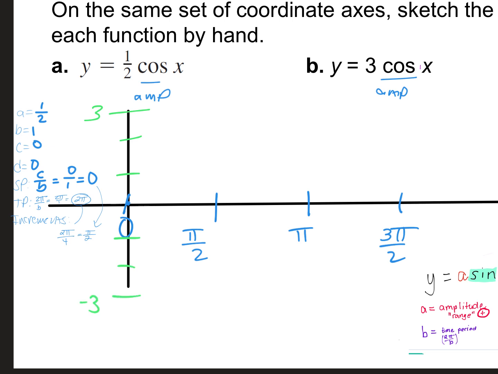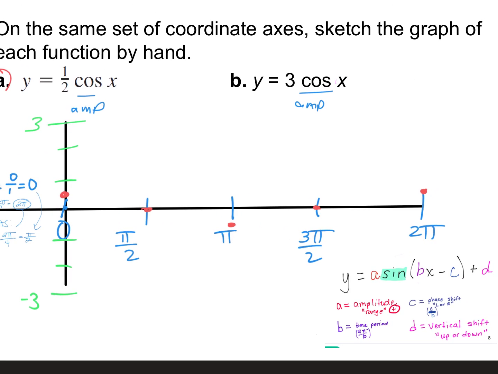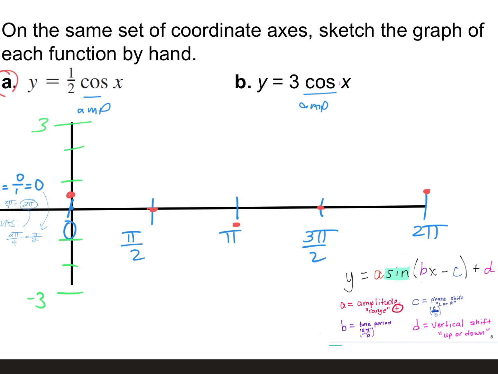All right, I'm going to do A in red. Again, this is a cosine. We didn't shift up or down, so where do I start? At the amplitude, which is for A, 1/2, right? So I'm going to start right here. And the next place I go is the x-axis. And then I go to the lowest amplitude, then I go back to the x-axis. Then I go to the amplitude, then I go where? Back to the x-axis. It just continues. You're always going to go between the amplitude and the x-axis.